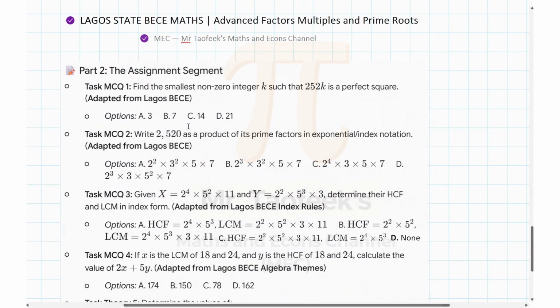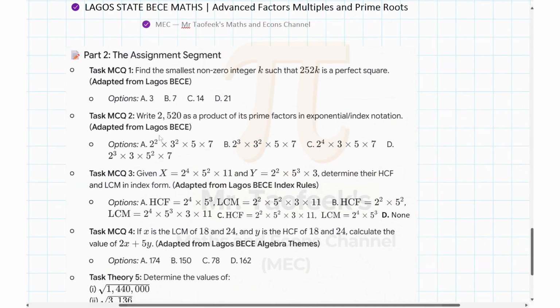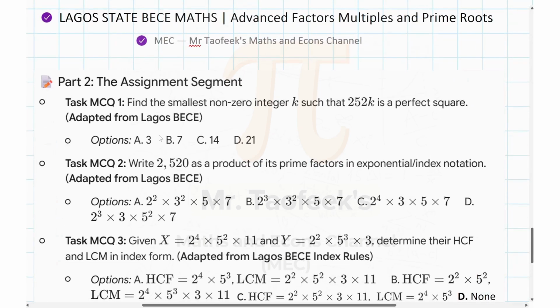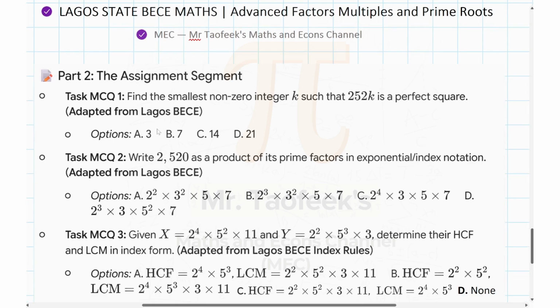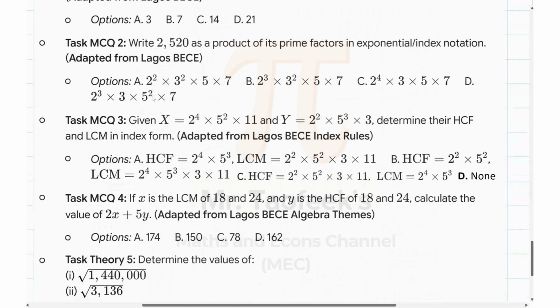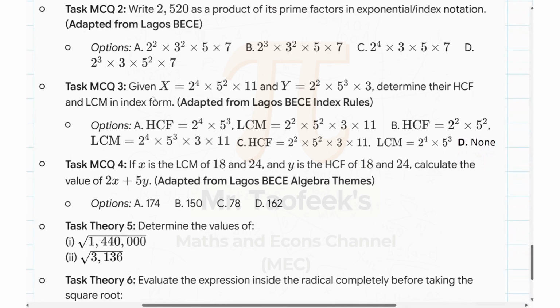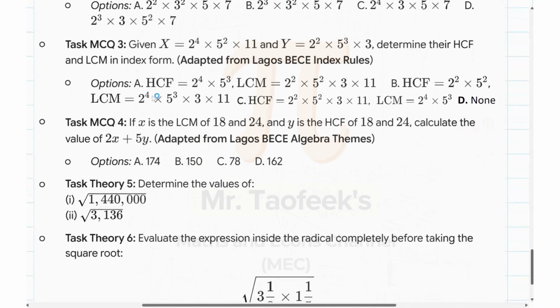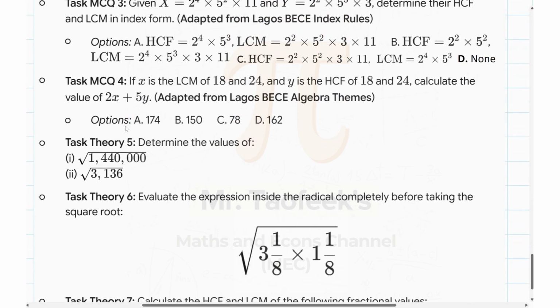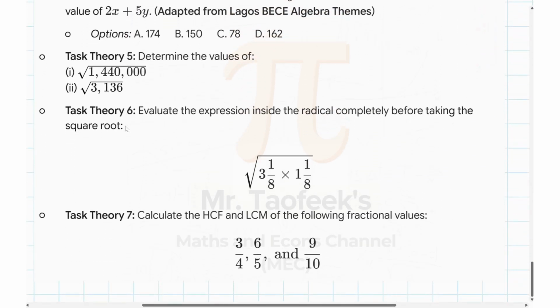Now it's your turn to answer the question. Remember, the first 5 people to submit get their answers marked, especially by Mr. Taufik. These are the questions. This is up to question 3 for the multiple choice. I'm just going to go down a little bit. And up to multiple choice question 4, then theory question 5, theory question 6, and theory question 7.